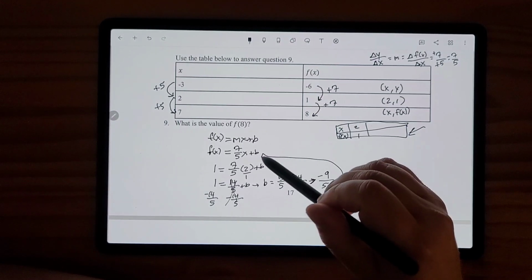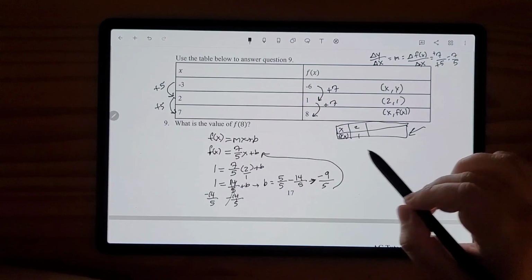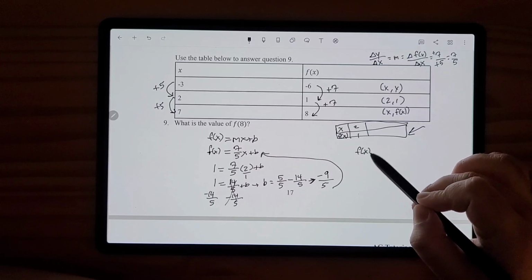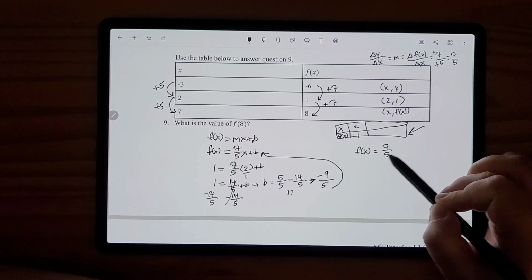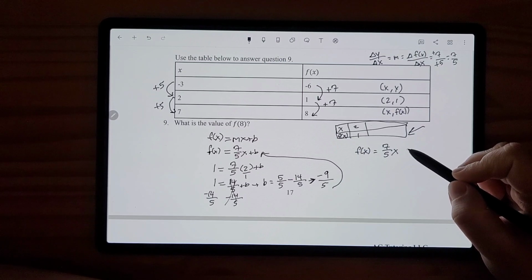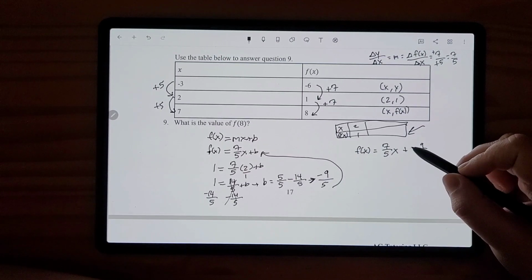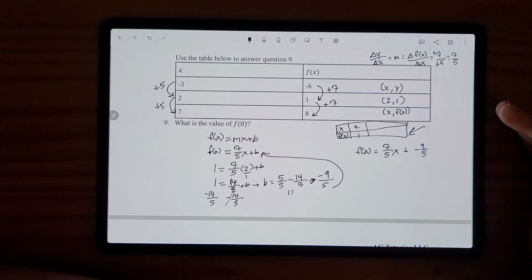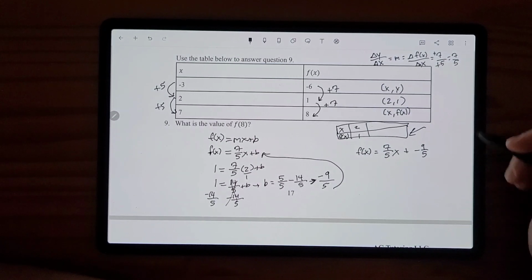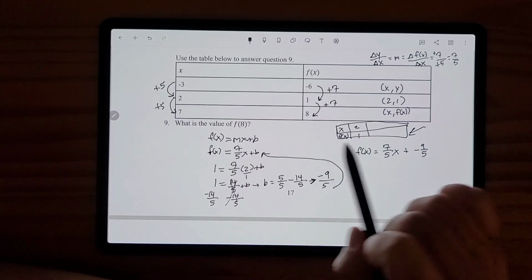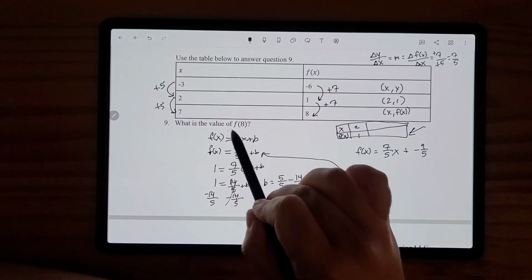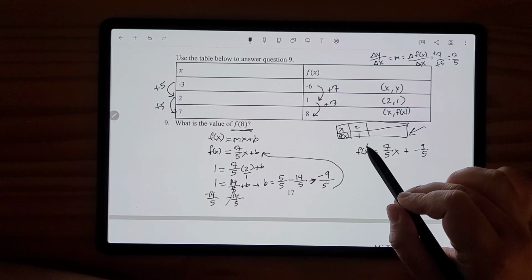So now I'm going to plug that in for b right here, and I have a full linear function that I can use now. So it's going to be f of x is equal to 7/5 x plus -9/5. You could also just say plus a negative is just minusing 9/5, whichever one you want, doesn't matter, they being the same thing. So now what I can do is solve for f of 8 by plugging in an 8.